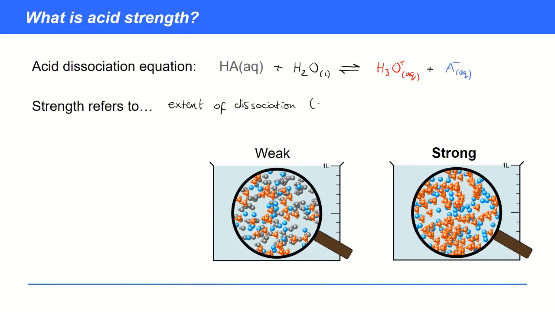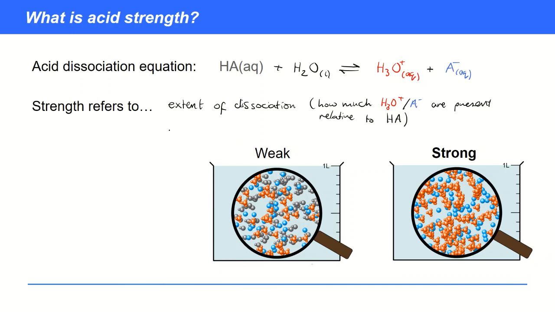In other words, how much H3O+ and A- are present relative to the undissociated acid HA.